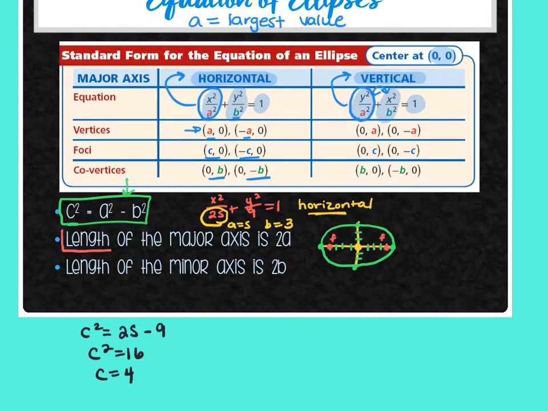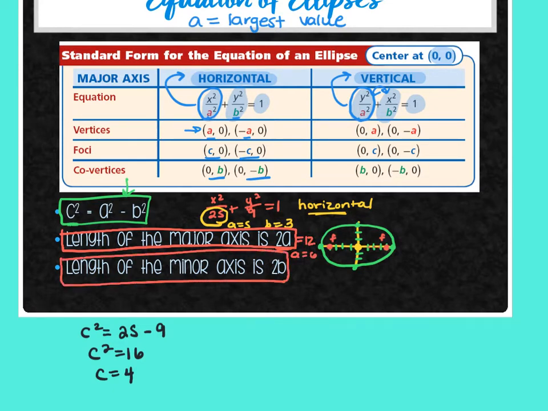The length of the major axis is 2a. So if they give you the length of the major axis is 12, then I would know a is 6. And the length of the minor axis is 2b. So if they told me that, let's say, the length of the minor axis is 10, then I would know that b is 5.